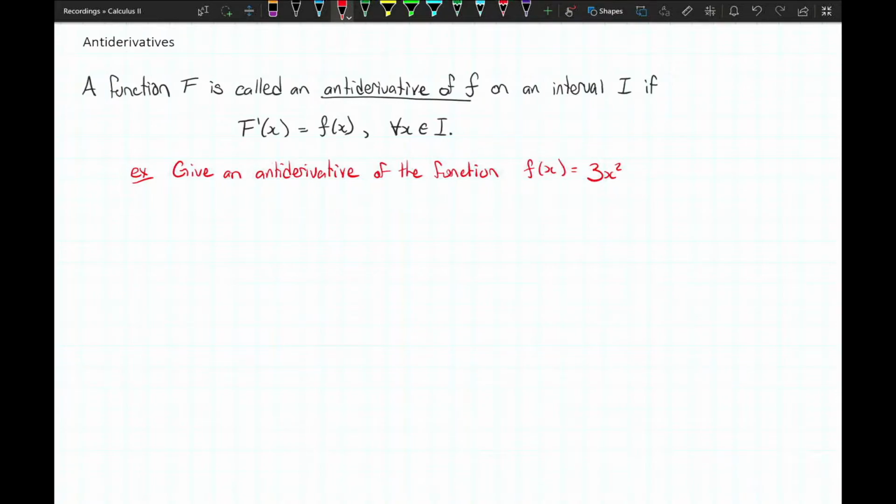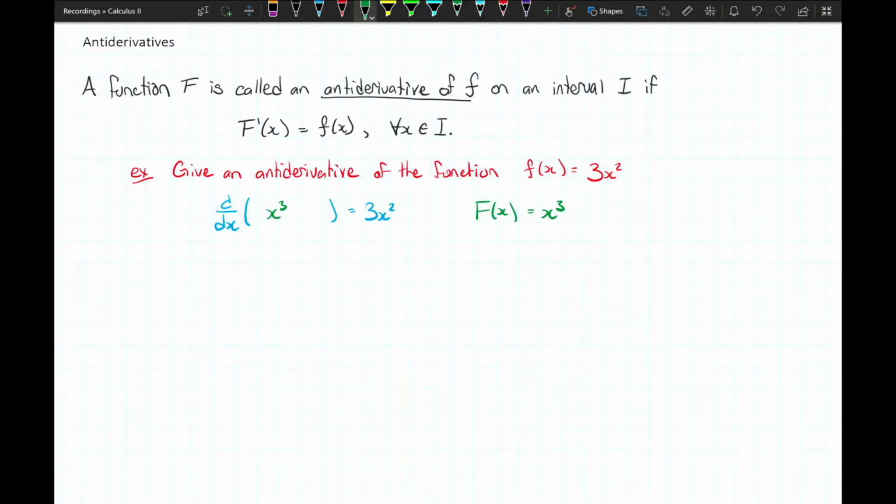It's just a matter of thinking, what would you have needed to take the derivative of so that you could get 3x squared? Well, it might be sort of obvious. We've done this many times with derivatives. It's just the power rule. When you have the function x cubed, it will have the derivative of 3x squared. And so that would be an antiderivative.